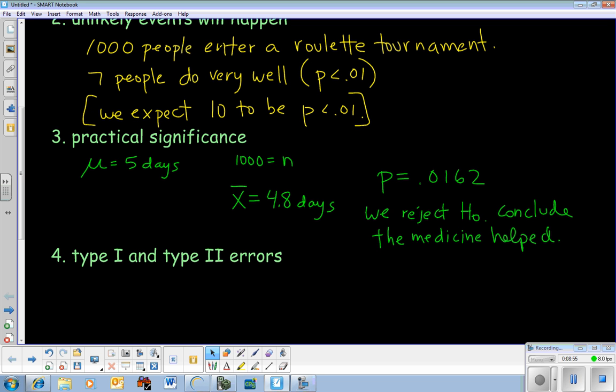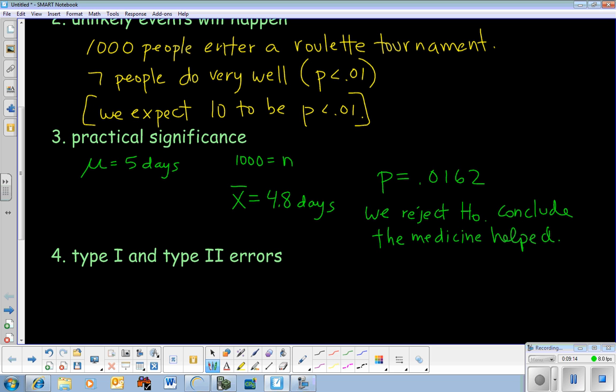You can take this medicine. It might be very expensive, and I'm pretty darn certain I can help you get better 5 hours sooner. But you are going to get better 5 hours later anyway, so would you pay a lot of money for it? This is practical versus statistical. This is statistically significant.